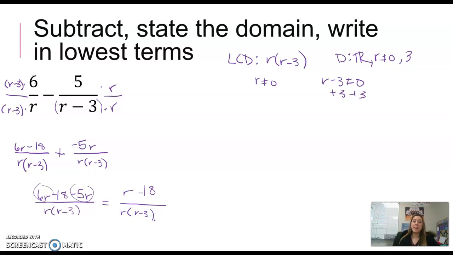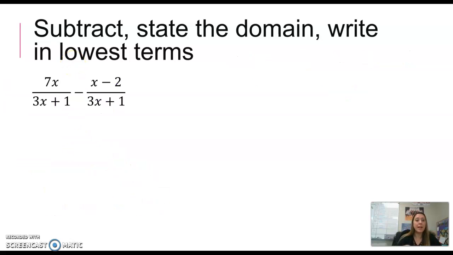And then I look at that and I see that I cannot factor r minus 18 any further, so this is my final answer. A lot of students want to simplify this r over r, but we cannot do that because it's not multiplication. It is multiplication in the denominator, but it is not in the numerator, so this r is not by itself. That is the whole reason why we factor everything. Alright, so go ahead and get this one in your notes, and we are going to go.